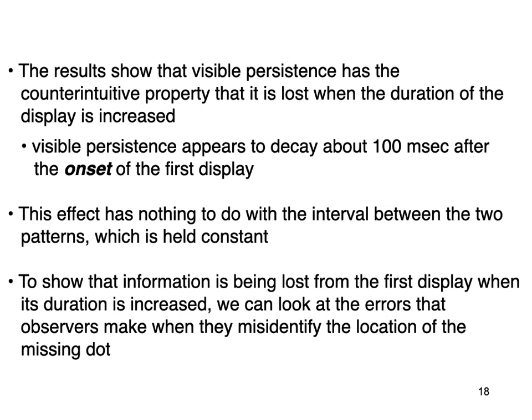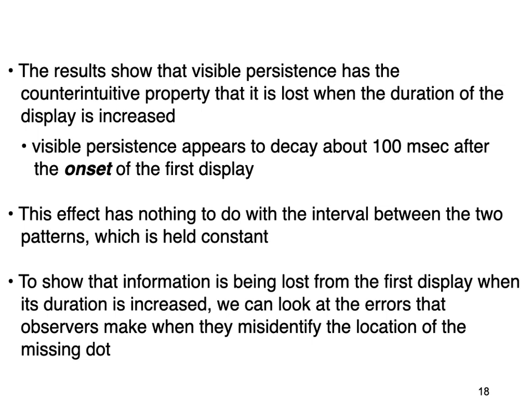So this shows that visible persistence, at least in this form, this part of the icon, has the counterintuitive property that it's lost when you increase the duration of the first display. It appears to decay after about 100 milliseconds once the first display is removed from view. It's got nothing to do with the interval between the two patterns, because that's held constant. And again, I'm talking about pattern A versus pattern B, those two dot patterns.